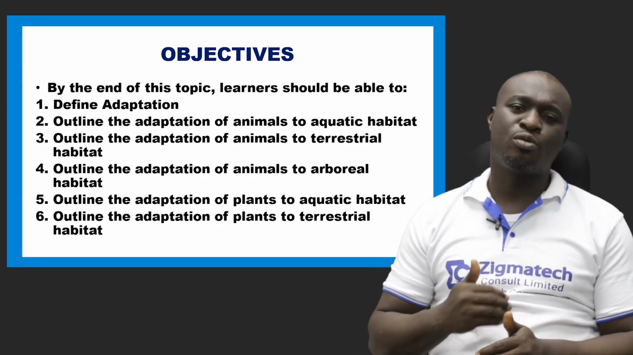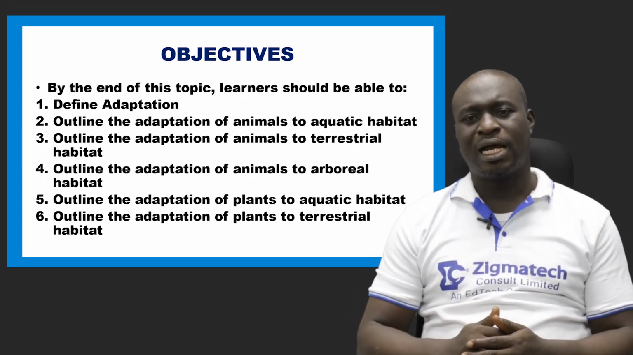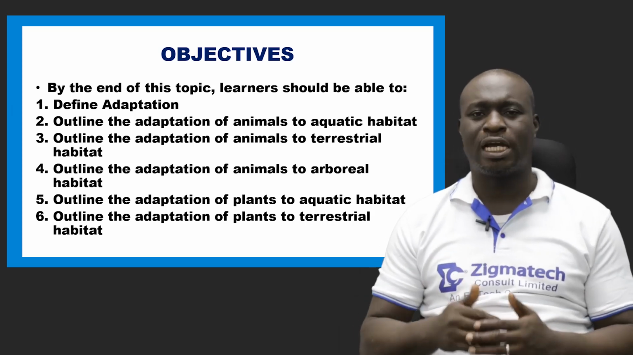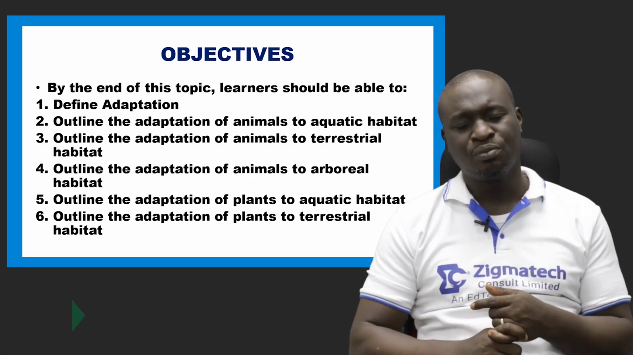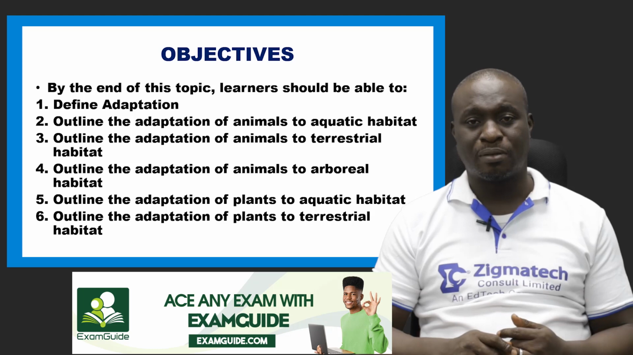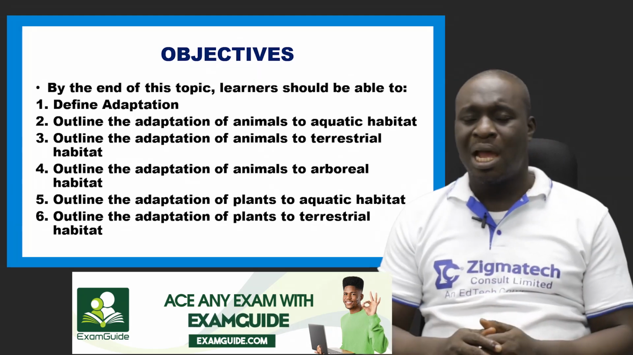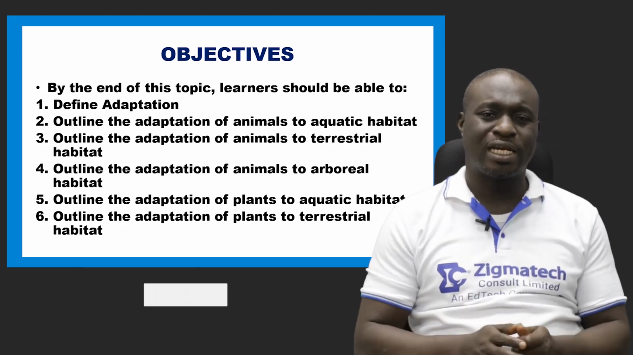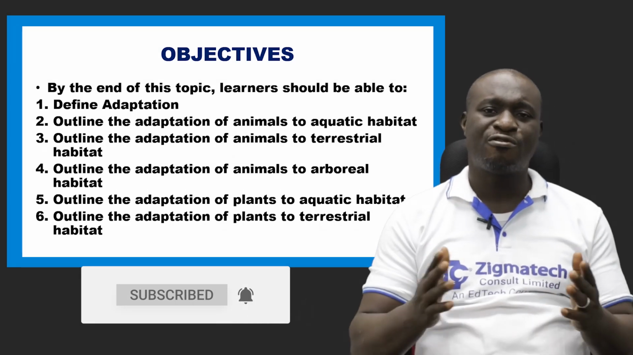And then we're also going to be looking at some special organisms, both plants and animals, and how they adapt to their own particular environment. We're going to be looking at the fish, the birds, and the frog in terms of animals, and then we're also looking at xerophytes and hydrophytes and some of their adaptive features.